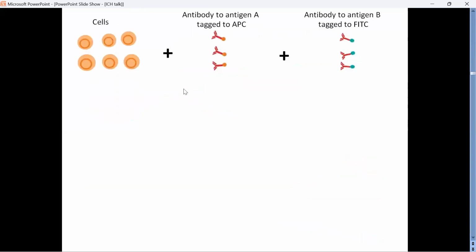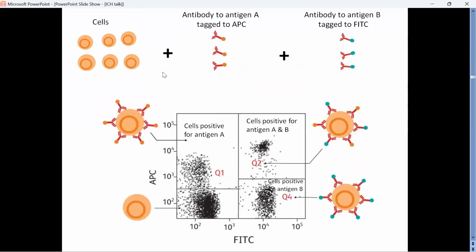Now, since I'm going to show you a lot of dot plots, or flow cytometry data, I'll give you the basics of how this has to be interpreted. You have a combination of cells, and I am using two different antibodies against two different antigens. For example, an antibody to antigen A, which could be some marker like CD4, and an antibody against antigen B, which can be, for example, CD8, and both are tagged to two different fluorochromes, APC and FITC. Once I add this, I get data like this.